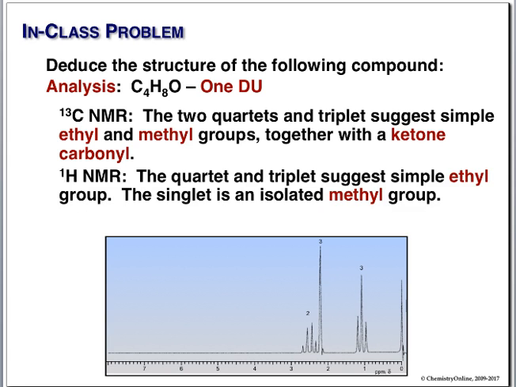How many ways can you put this together? Start off by drawing your carbonyl. You need an ethyl group on one side, you need a methyl group on the other side, and you wind up with methyl-ethyl ketone.